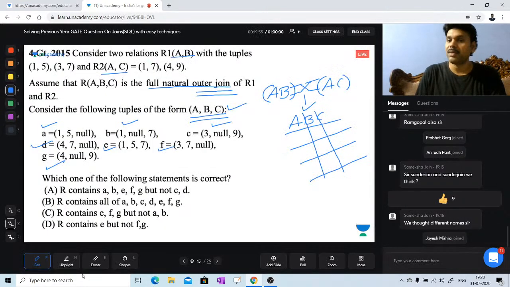I think you don't have any doubt, right? You got the clarity on how to do full outer join. Clear? So your given option is what? EFG, not AB. What is EFG? It is 1 5 7 and 3 7 null, and next one 4 null 9. Okay, so come to the next question.